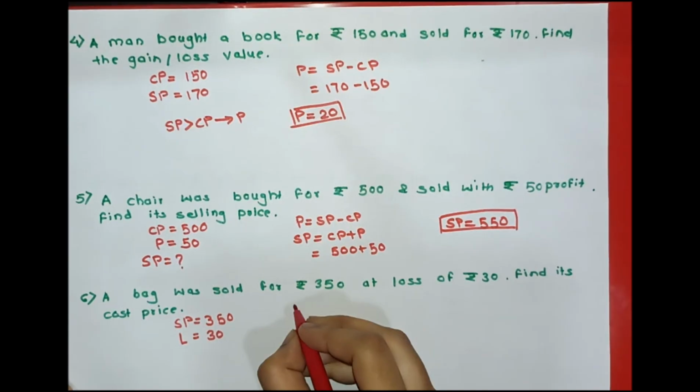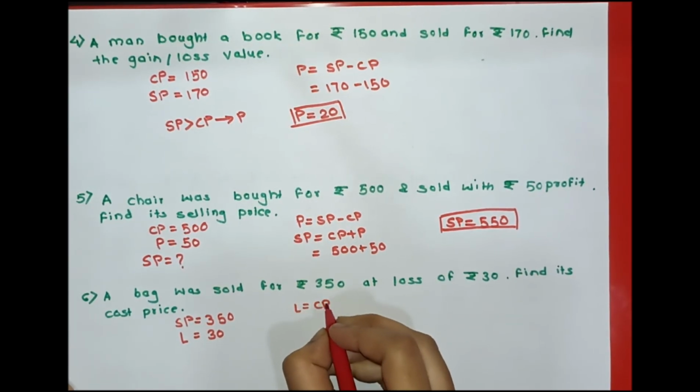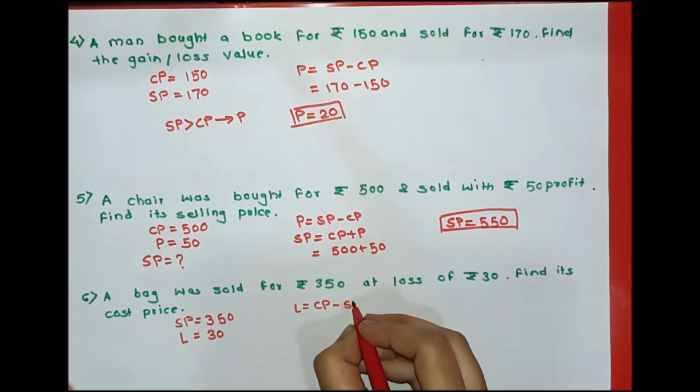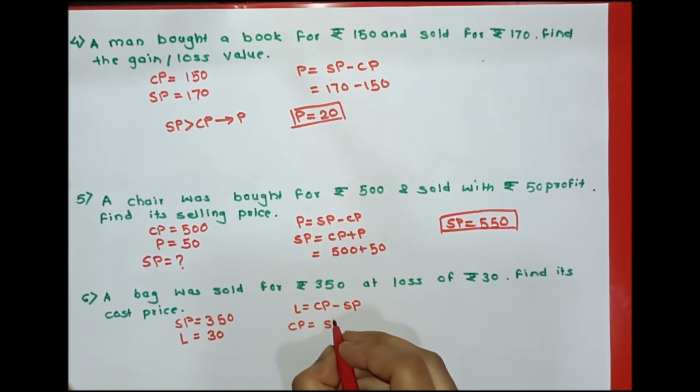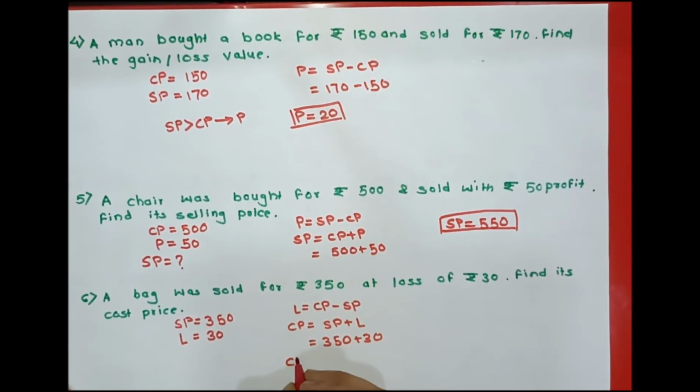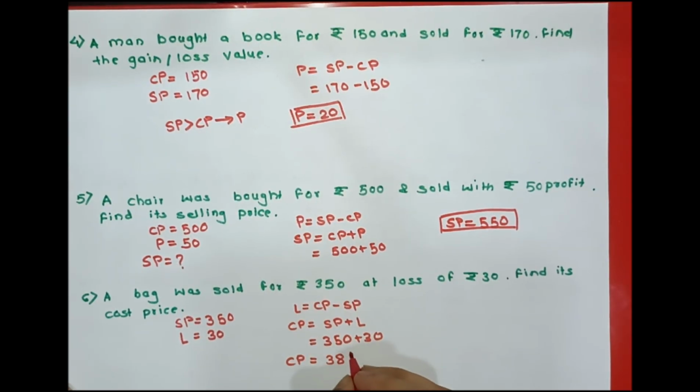We know the formula for loss. Loss is given as cost price minus the selling price. So the cost price will be selling price plus loss. So it comes out to be 350 plus 30, and the cost price is rupees 380.